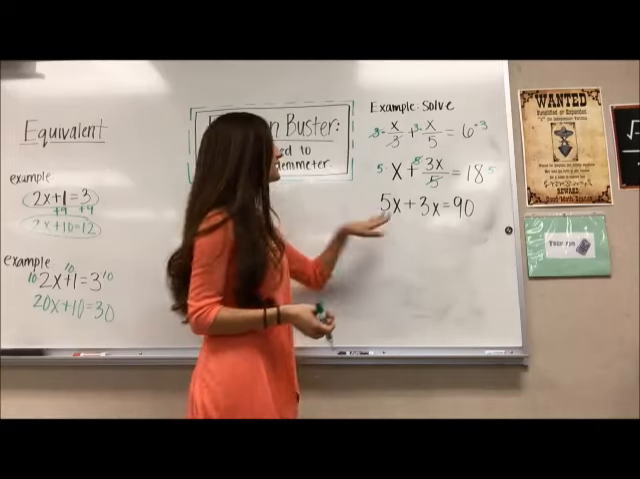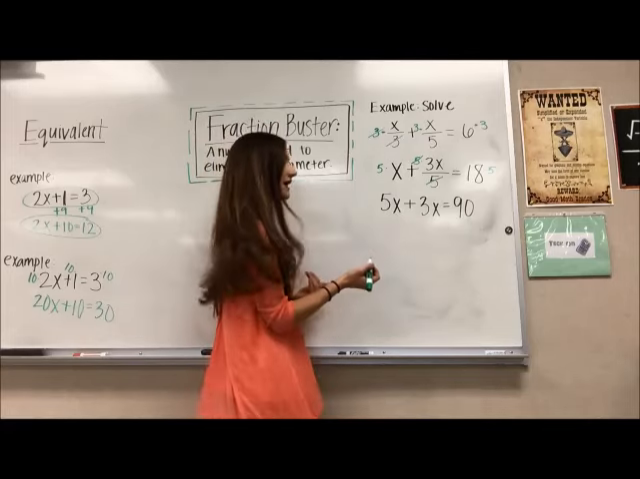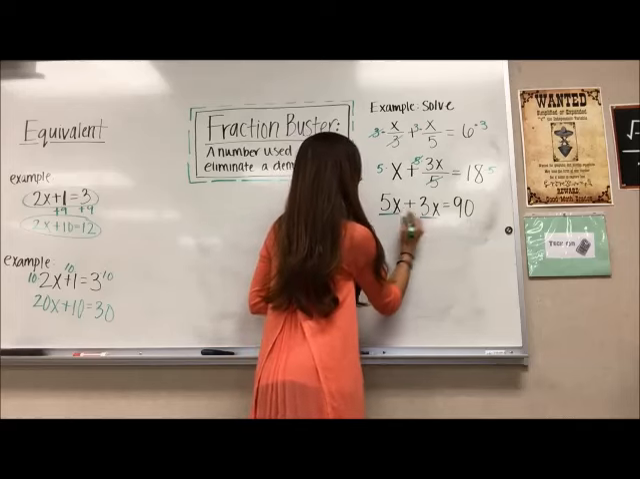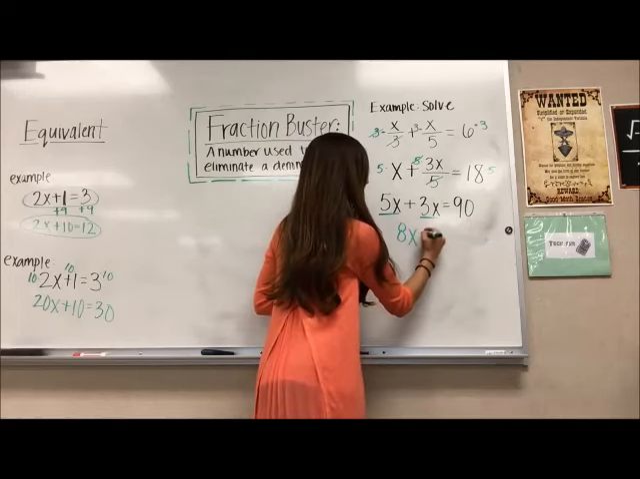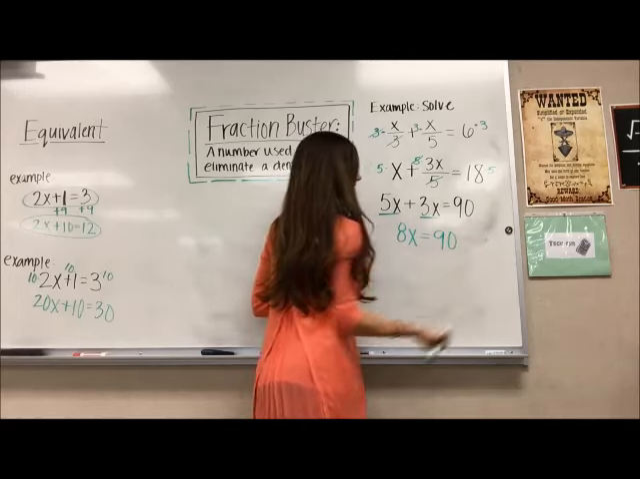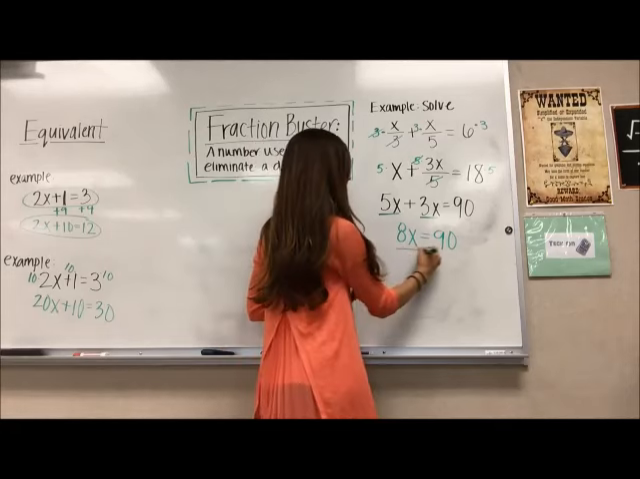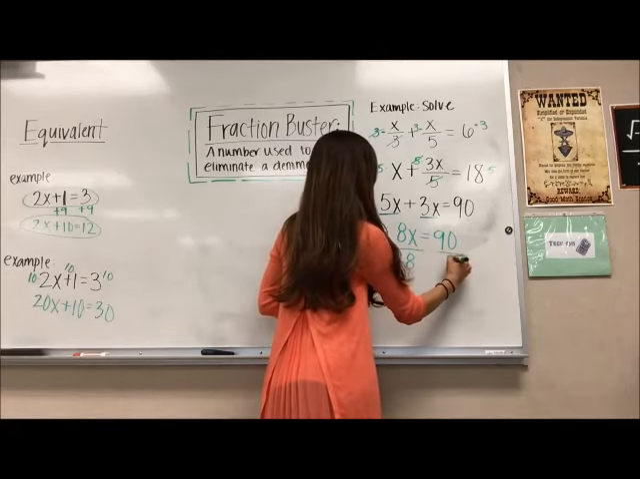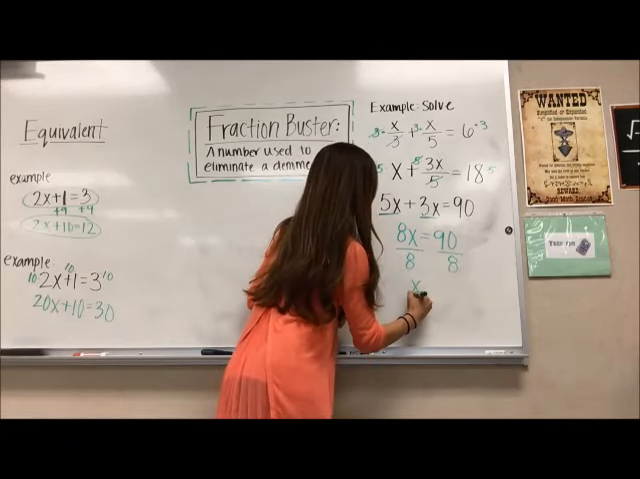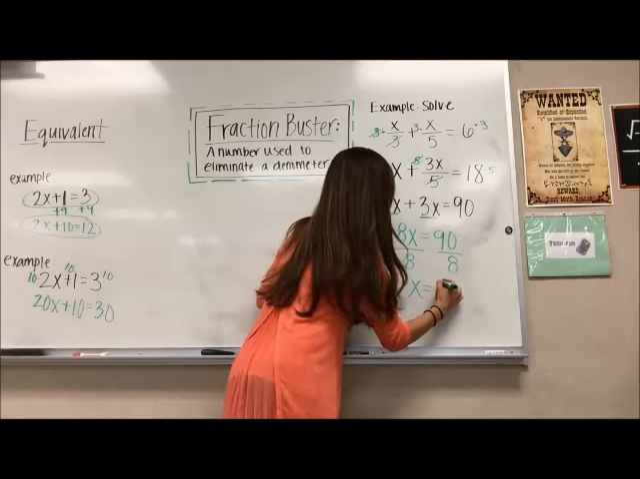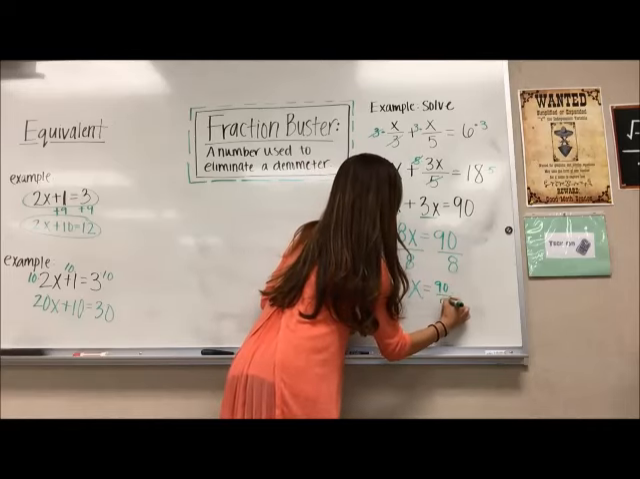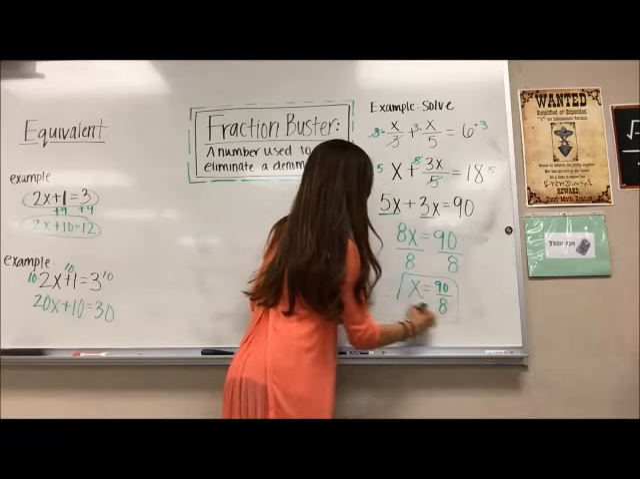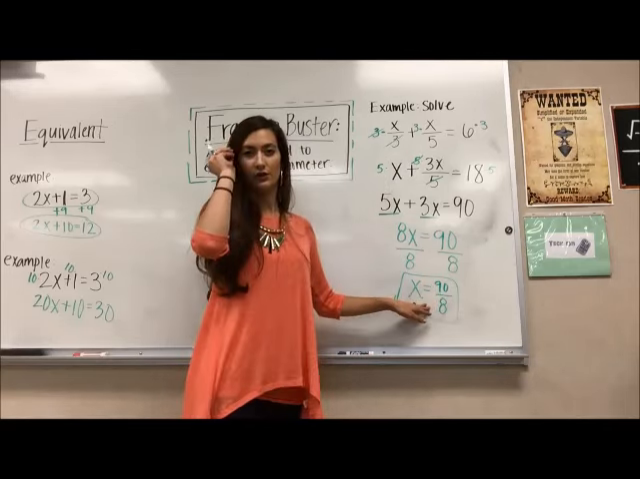So we can take 5x plus 3x, combine those like terms to make 8x equals 90, and then we would divide both sides by 8. x equals 90 over 8, and then we could of course simplify this or put it in a calculator and turn it into a decimal.